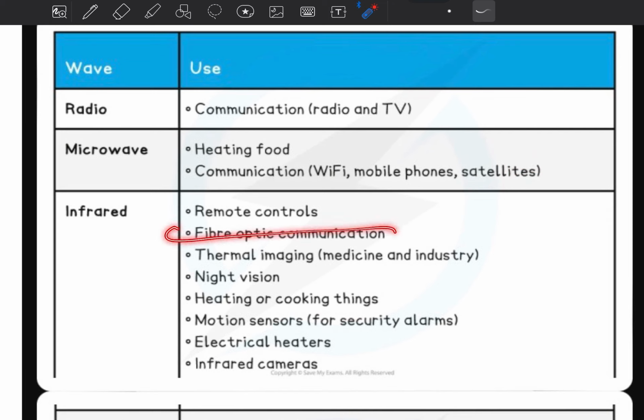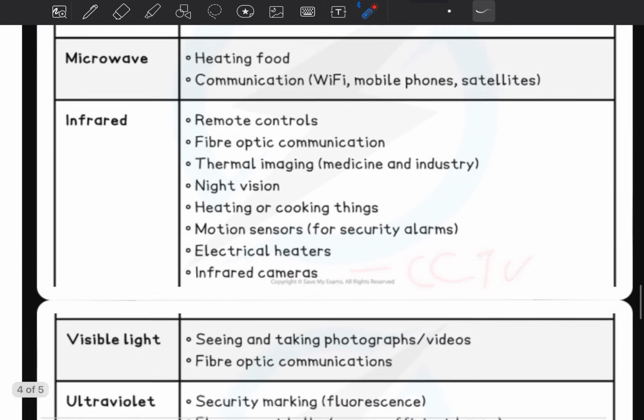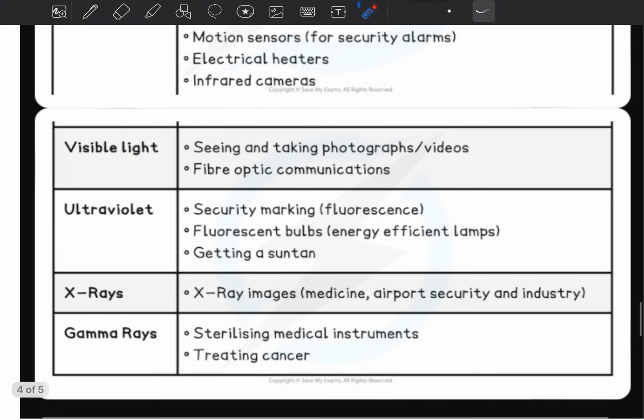Fiber optic communication, thermal imaging, which is used in medicine and industry, night vision, heating or cooking things, motion sensors for security alarms, electrical heaters, and infrared cameras. Infrared cameras means CCTV cameras. Visible light is basically for seeing and taking photographs and videos, and fiber optic communication.